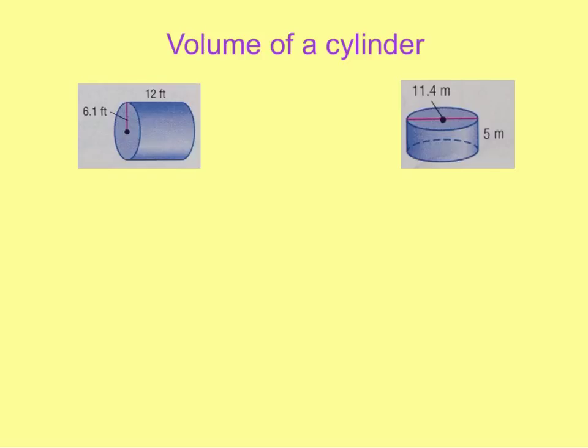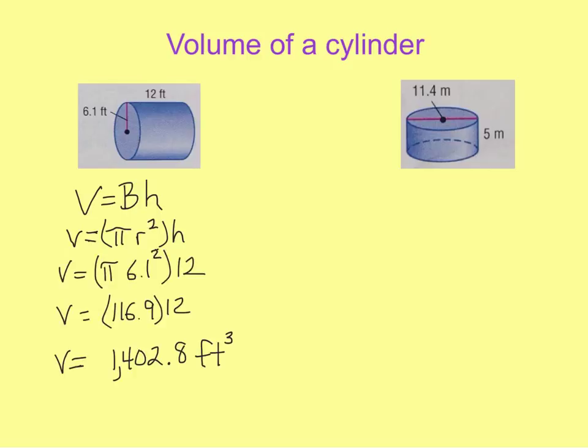So let's take a look how we would find the volume of this cylinder right here. So we're going to start with our formula. Once we've written down our formula, now we can start plugging in our numbers. So we know pi is 3.14. Here I have my radius, and it's going to be 6.1, which I'm going to square, and then the height for this is going to be 12. So let's plug those numbers in. And once I get those numbers in and I solve, I get 1,402.8, and I rounded that, and that's going to be cubic feet, or feet cubed.